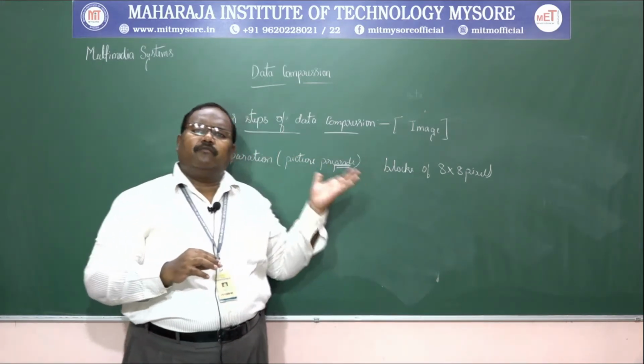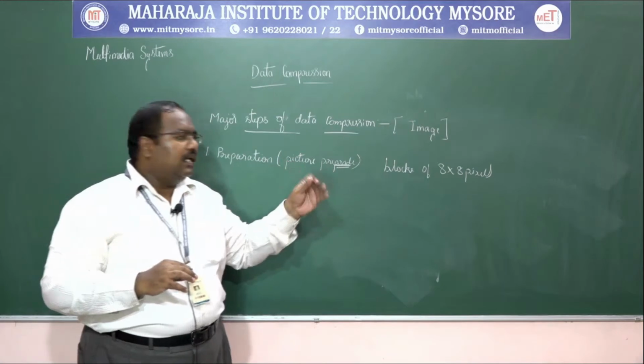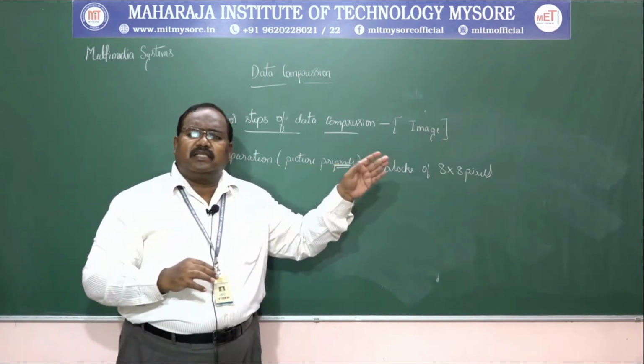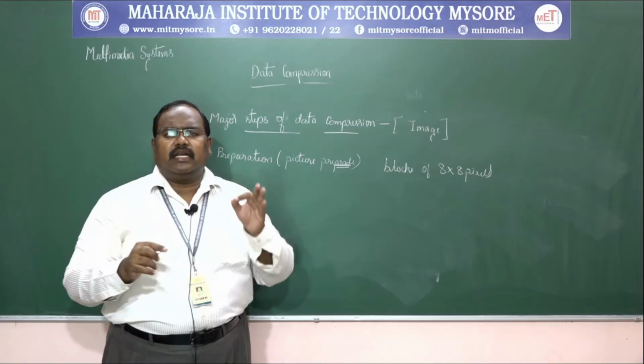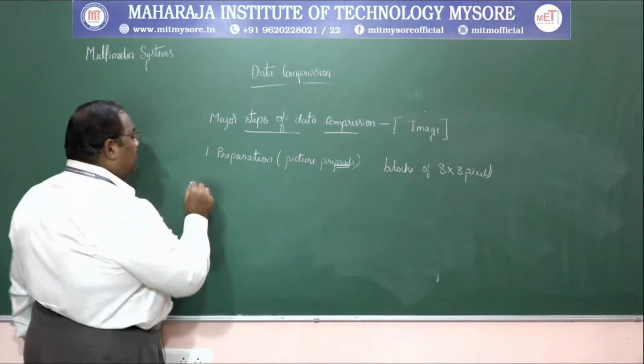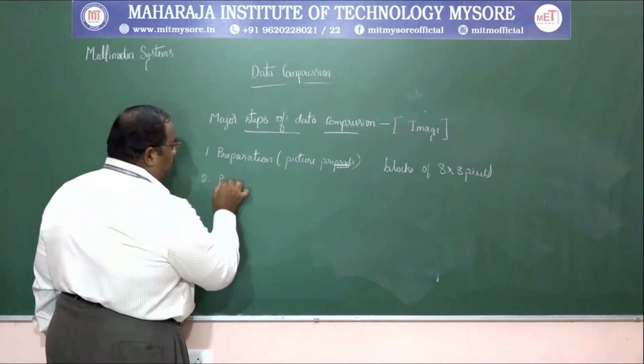So what we do in the first step: when the image is ready, it is digitized and divided into blocks of 8 by 8 pixels with a designated number of bits per pixel. The second step is started. What is the second step? The second step is the processing.